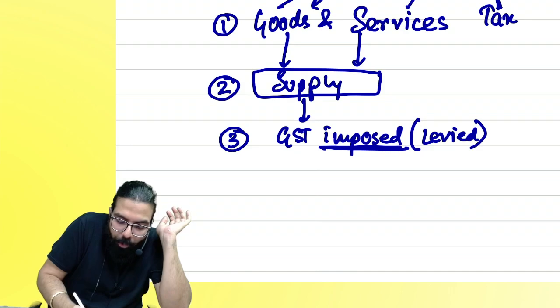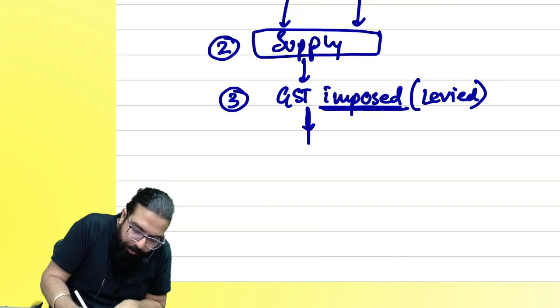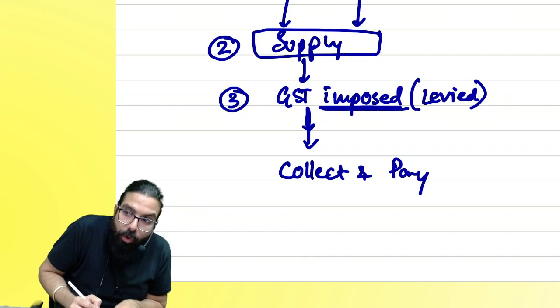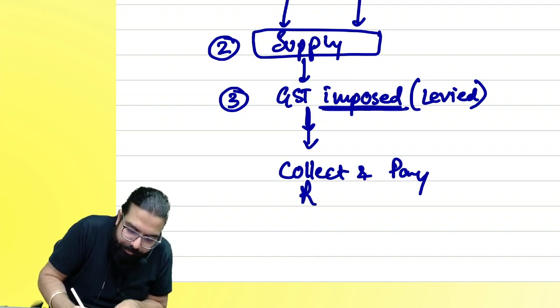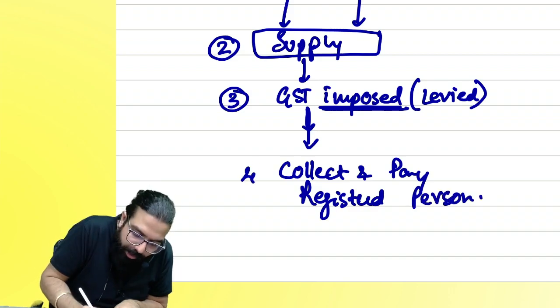Baba, this is imposed. I will have to collect. Now, fourth step may, what will I do, everyone? Collect and pay only if I am a registered person. Are you guys able to understand? Now, you tell me one thing.